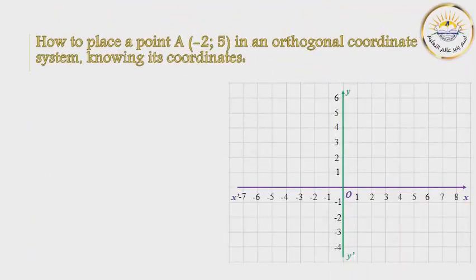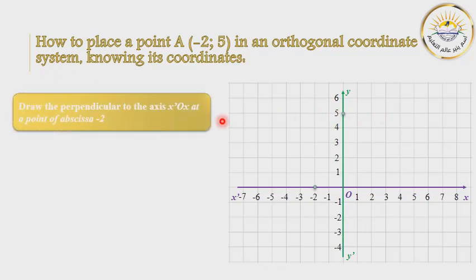How to place a point A (-2, 5) in an orthogonal coordinate system knowing its coordinates. If we have a point with -2 as abscissa and 5 as ordinate, we locate the abscissa -2 on the abscissa axis, and for the ordinate 5, we go to the ordinate axis, to the number +5, and we put a point. And then we join these 2 points by a hidden line.